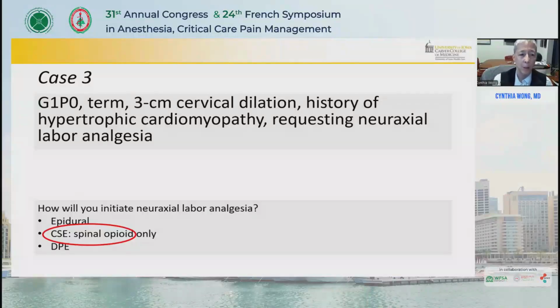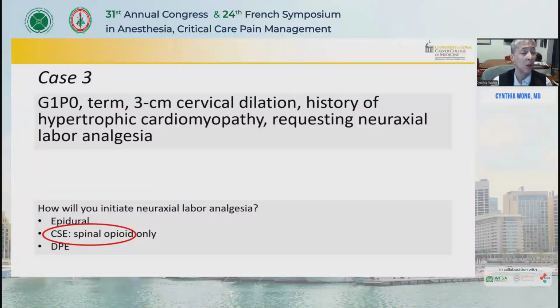This doesn't work later in labor. Later in labor, when you need to recruit the sacral dermatomes, you need both local anesthetic and opioid. But early in labor, you can give only spinal opioid. You get complete analgesia, and you never have to bolus inject the local anesthetic.